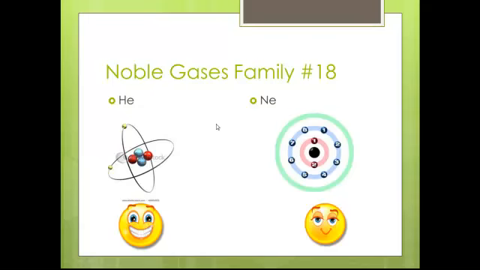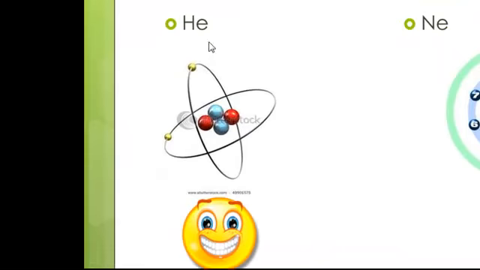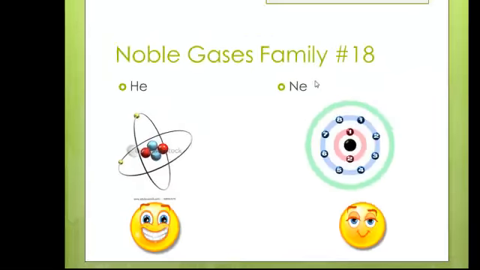The noble gas family, family number 18. Let's take a look at this helium atom. Helium has 2 protons and 2 electrons. It's a neutral atom. In fact, helium never forms an ion. It doesn't form an ion because it's already happy. It has its 2 electrons in the first shell that it needs.